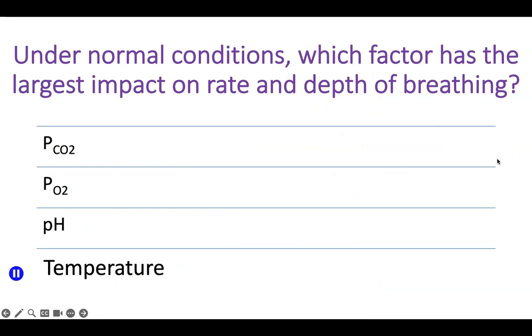And I'll leave you with a question. Under normal conditions, which factor has the largest impact on the rate and the depth of breathing?